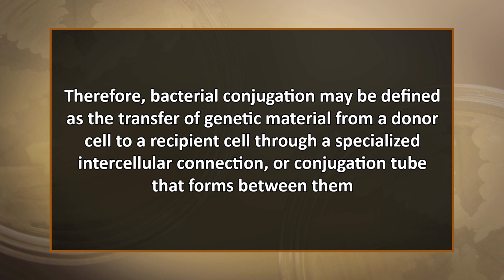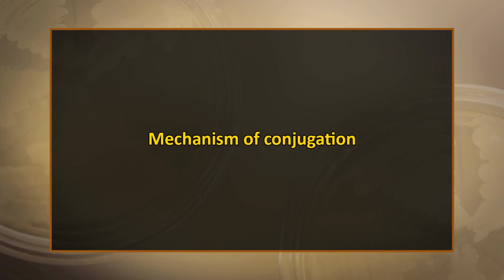Therefore, bacterial conjugation may be defined as a transfer of genetic material from a donor cell to a recipient cell through a specialized intercellular connection or conjugation tube that forms between them. The donor and the recipient cells are sometimes referred to as male and female cells respectively. Now let's talk about the mechanism of conjugation.